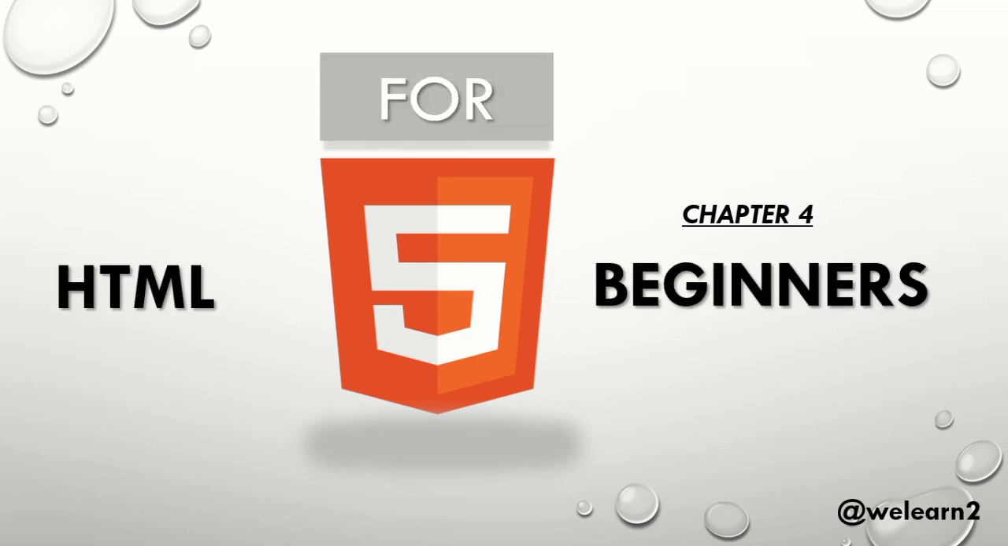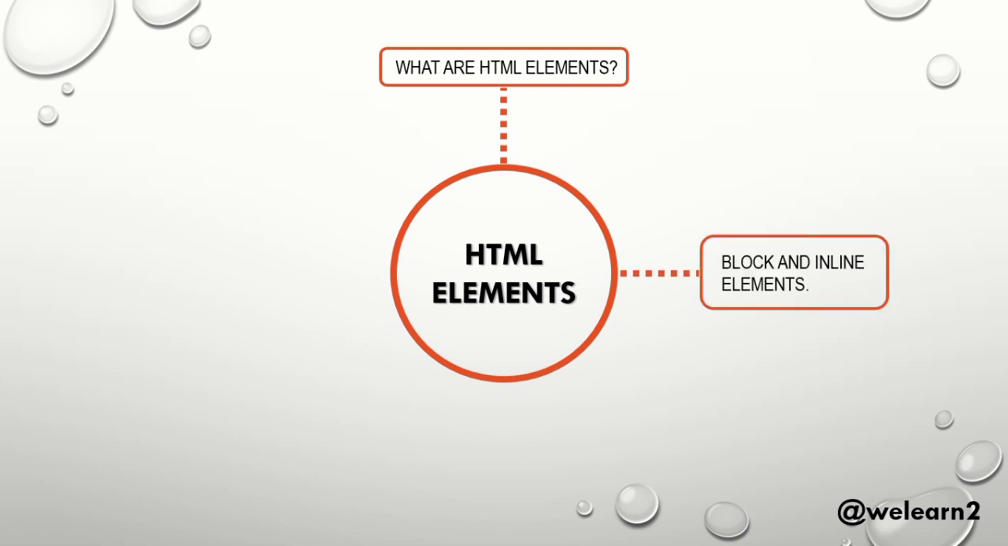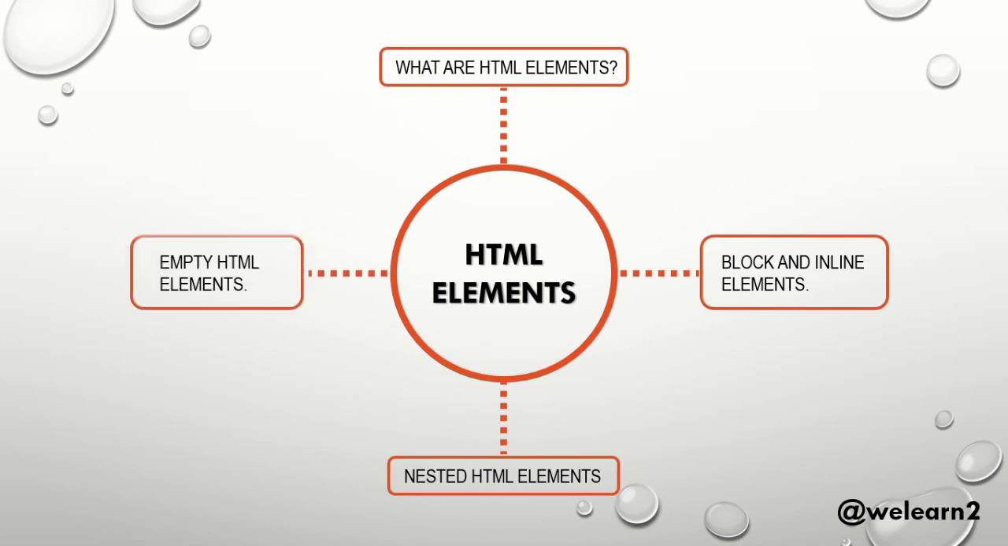So in this chapter we are going to cover what an HTML element is, what HTML attributes are, and styling in HTML. HTML elements. So this is the overview of the HTML elements. We are going to take a look at what they are, a block element, an inline element, nested HTML elements, and empty HTML elements.